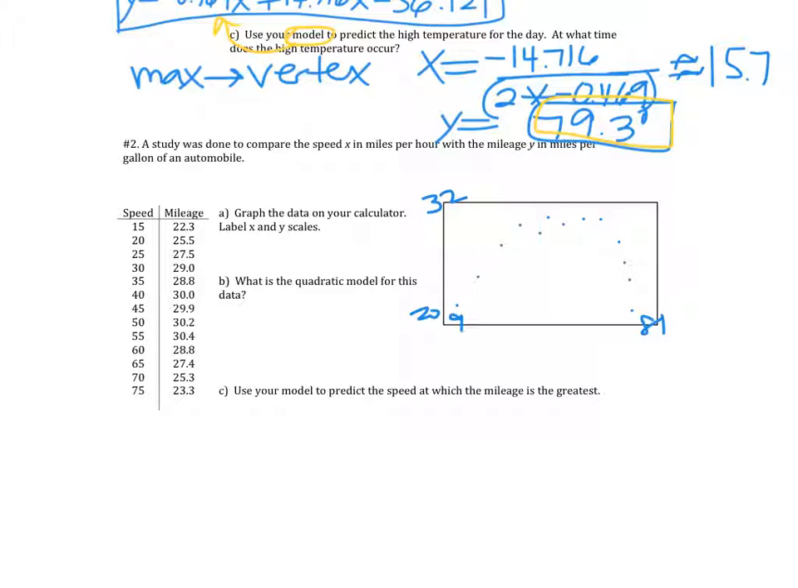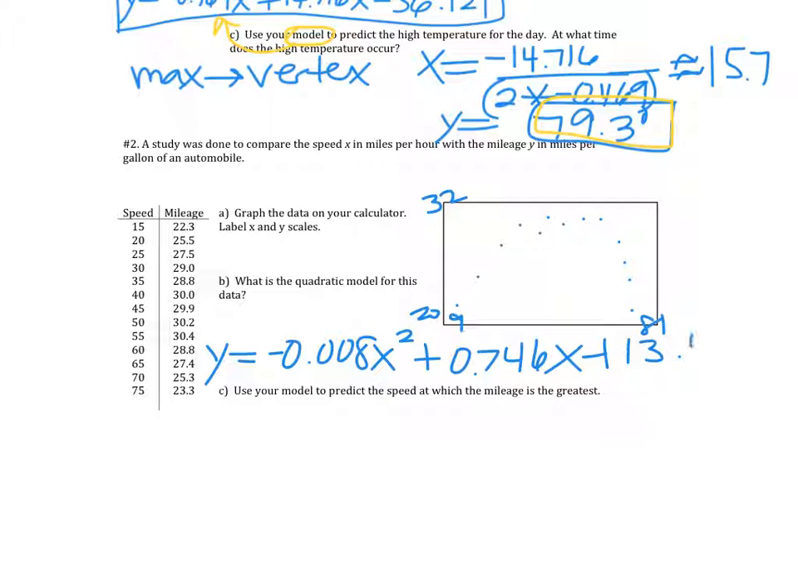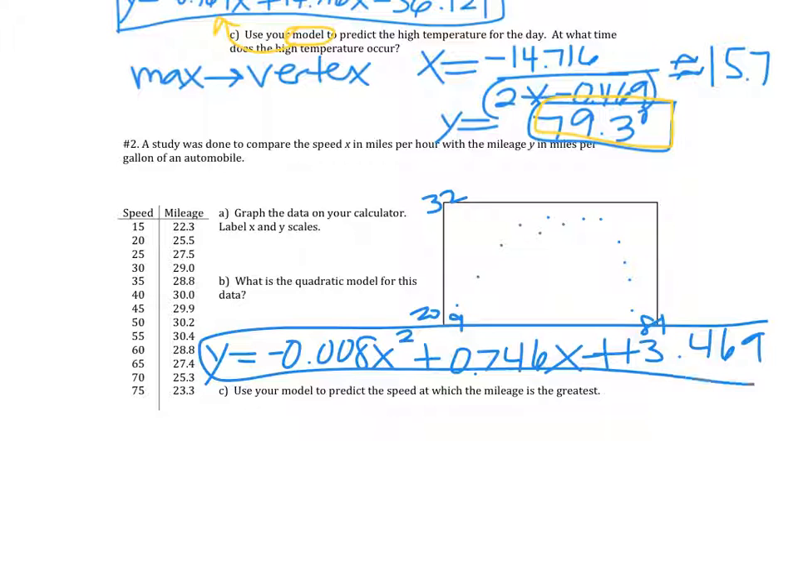What is the quadratic model for the data? You go to Stat Calc number 5, Quadratic Model, and we'll round to 3 decimal places again. You should have gotten y equals negative 0.008 x squared, because that's the a in front of your x squared, plus 0.746x plus 13.469. And that's your model. That's your quadratic model for this graph.